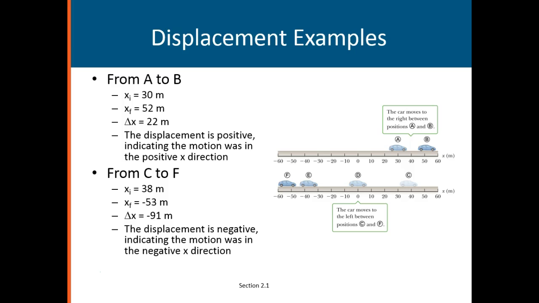Which way have you moved? Always f minus i, x of f minus x of i. Negative 53 minus 38 would be minus 91. You moved 91 meters in the negative direction. According to this, you were backing up 91 meters. It's almost a football field length, by the way. The displacement is negative, indicating the motion was in the negative horizontal direction, or in other words, that you were moving to the left of where you started.